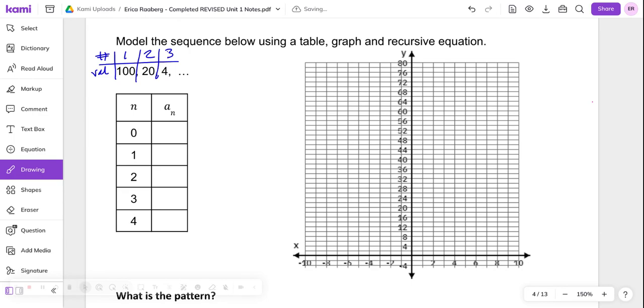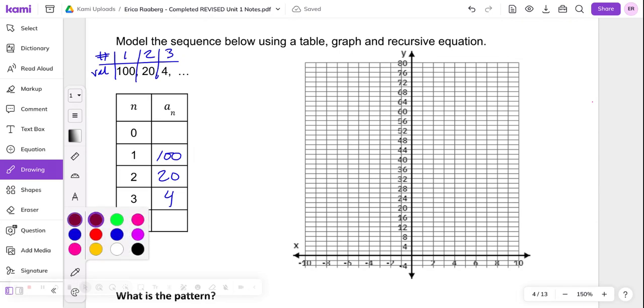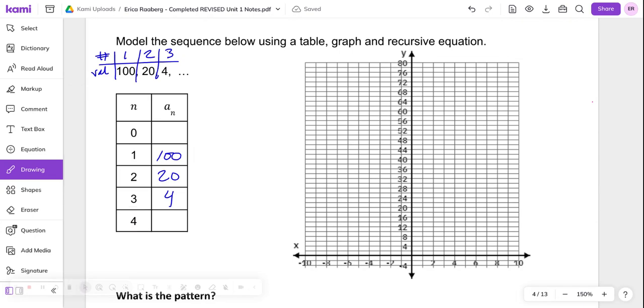So my term when n is 1, I have 100. When n is 2, I have 20. When n is 3, I have 4. So I put my values into the table. Now we have to find the pattern. Now, if you look, it's going down by a factor of 5. And what I mean by that is to get from one to the next, we would divide by 5.